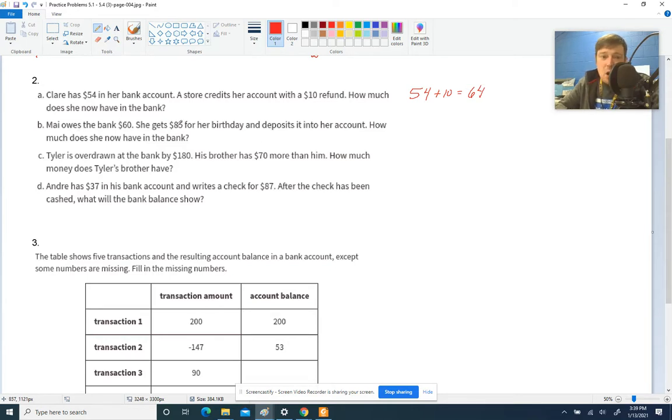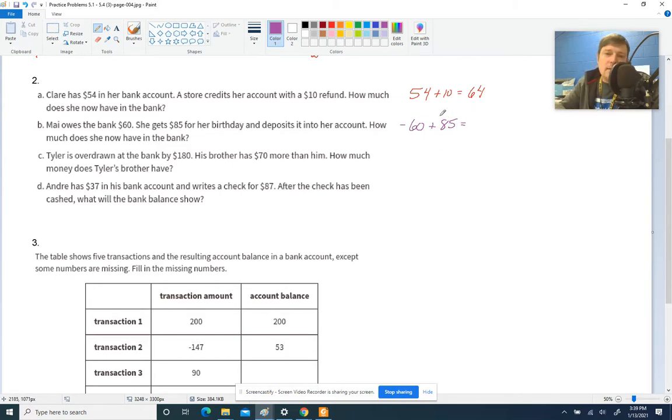B, May owes the bank $60. That would look like this using an integer. She gets $85 for her birthday. So when she deposits that, that's like adding 85 into her account. So this is the situation. How much is she left with?